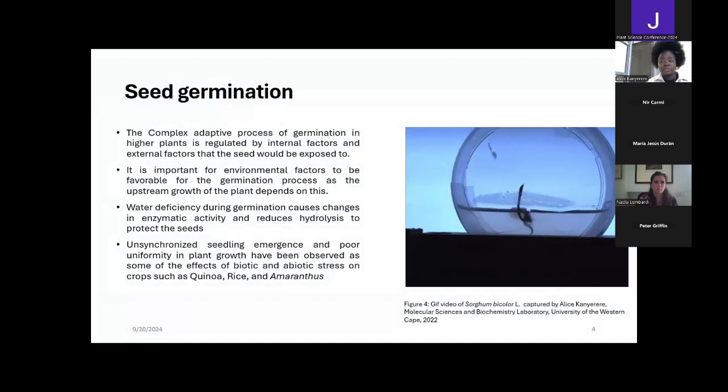Water deficiency, which is experienced during germination, can cause changes in the enzymatic activity and reduce hydrolysis to protect the seeds. So with enzymatic activity changes, we're talking of the amylase activity. And we see all these effects as the unsynchronized emergence of seedlings and poor uniformity in plant growth, which have been observed as some of the direct effects of drought stress on amaranthus, rice, and quinoa.